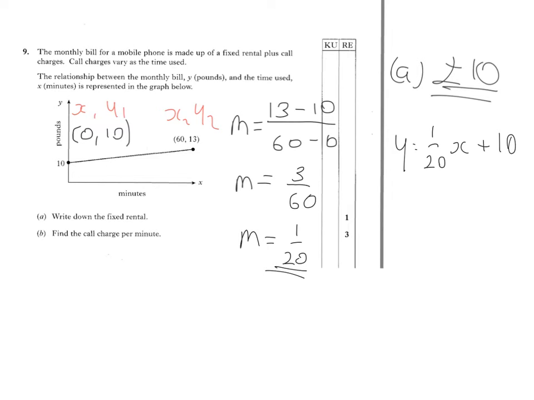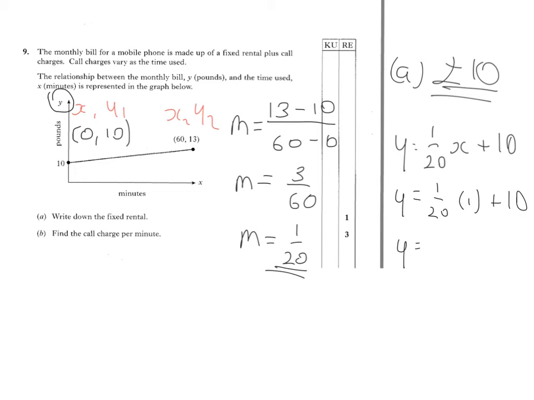Now what we've got now is a relationship between y and x. Y is the cost in pounds, and x is the time in minutes. Find the call charge per minute. Now, per minute is really asking us to find what's happening after 1 minute. So x is my variable for minutes. So if I want to find the call charge per minute for 1 minute, I would sub in x equals 1 to get the cost, which is given by y. So that's 1/20 times 1 plus 10.